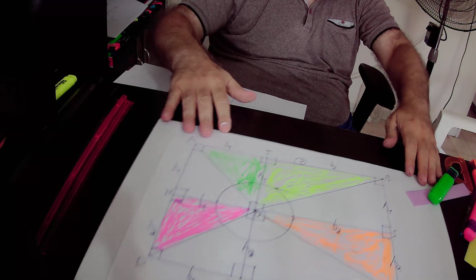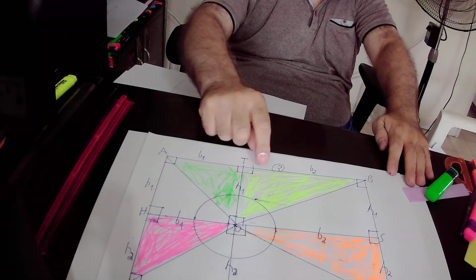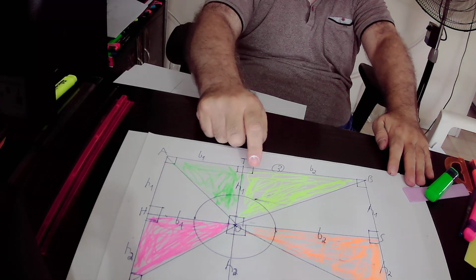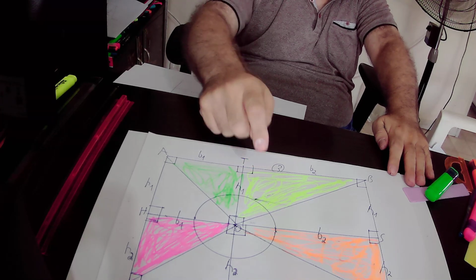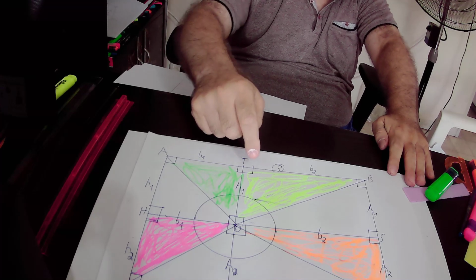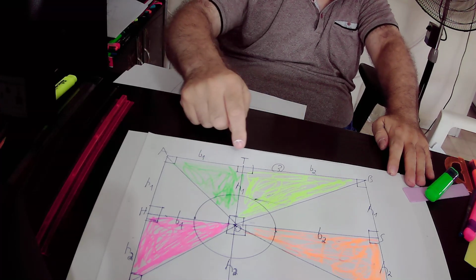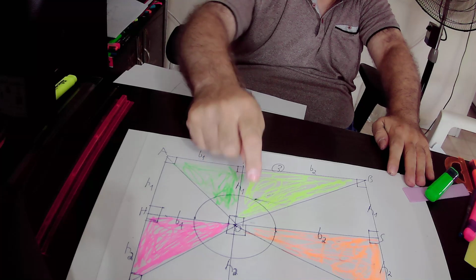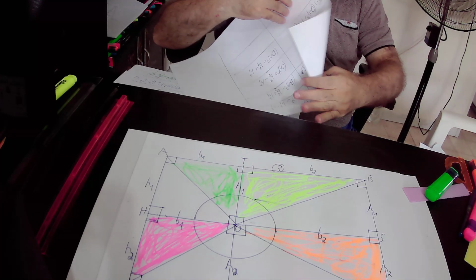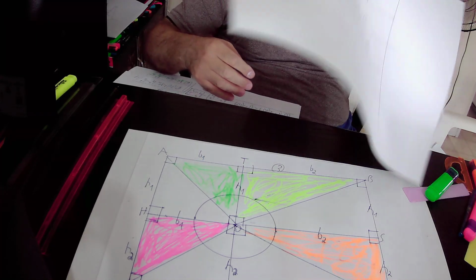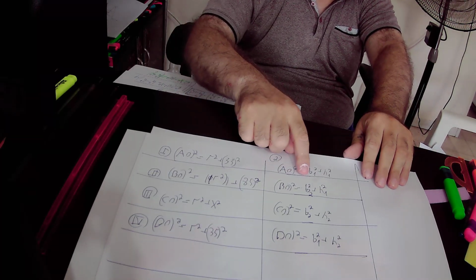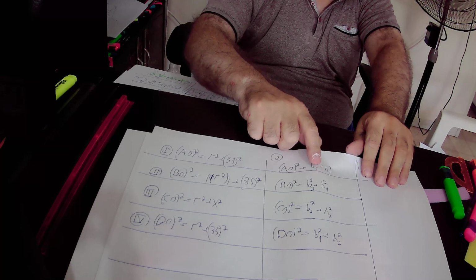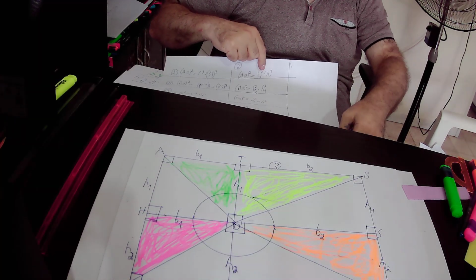Then we join points O and B together by a straight line, and we focus on the yellow triangle. In the yellow right triangle, triangle OBT, according to the Pythagoras theorem, OB square equals TB square plus TO square. I repeat again, in the yellow right triangle TOB, OB square equals B2 square plus H1 square.